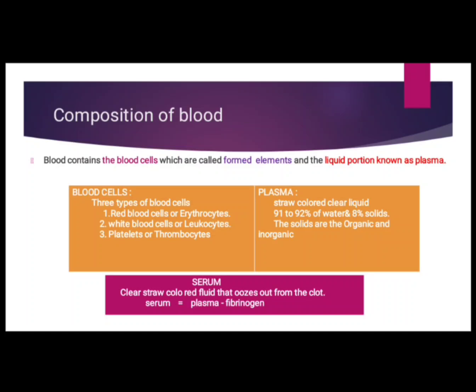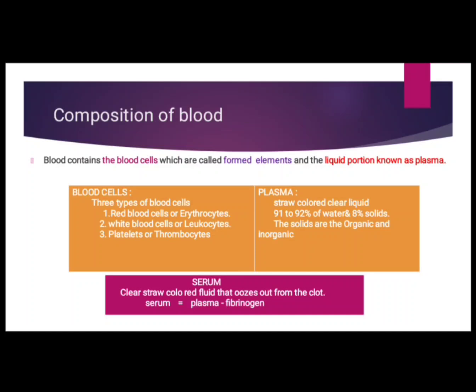Then, composition of blood. Blood contains formed elements and plasma. The blood cells are red blood cells, white blood cells and platelets. Red blood cells are also called erythrocytes, white blood cells are also called leukocytes, and platelets are also called thrombocytes. Plasma contains 91 to 92% water and 8% solids. The solids are organic and inorganic, and it is a straw colored clear liquid.